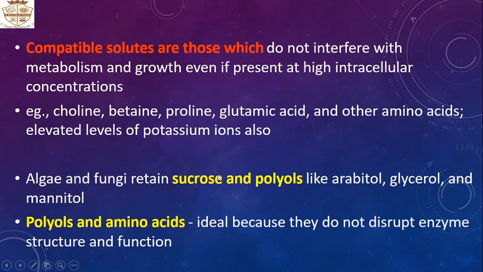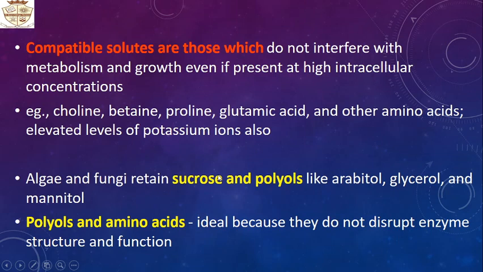They do not interfere with, or stop, the metabolism and growth, even if they are present at high intracellular concentrations. Usually some substances can interfere with growth if present above normal levels, but these compatible solutes do not interfere with the metabolism or growth. Some common examples are choline, betaine, proline, glutamic acid and other amino acids. Sometimes elevated levels of potassium ions also do this.